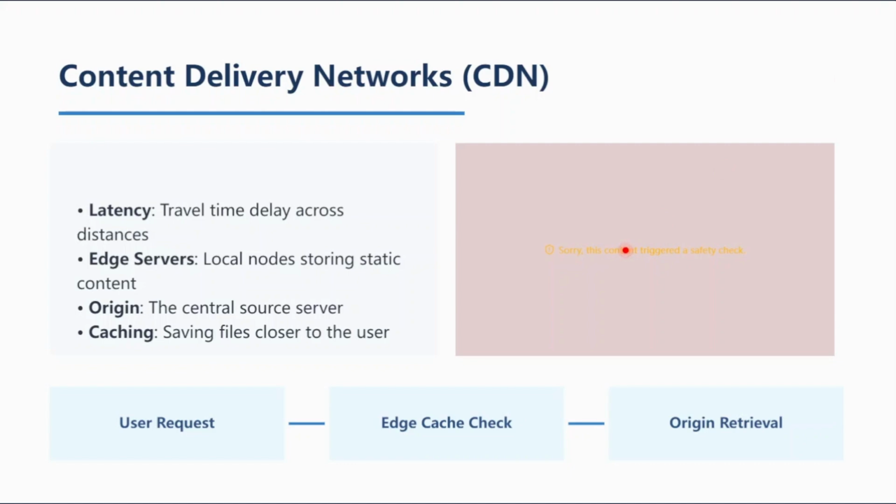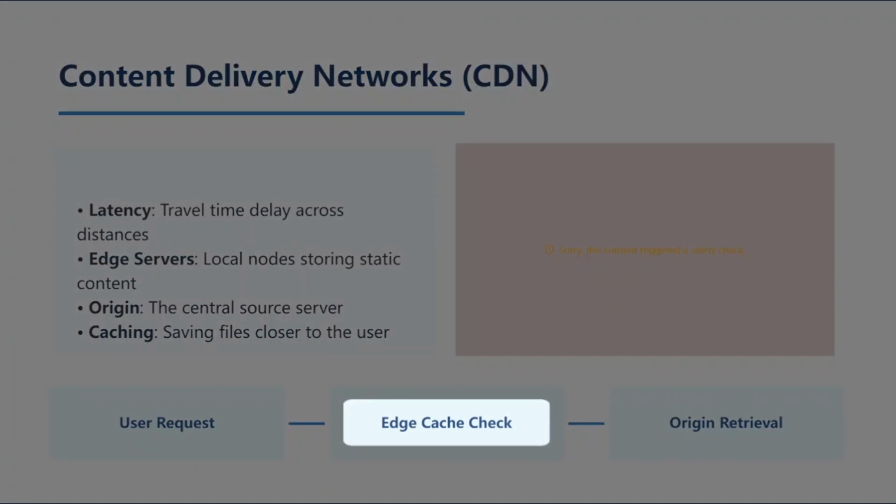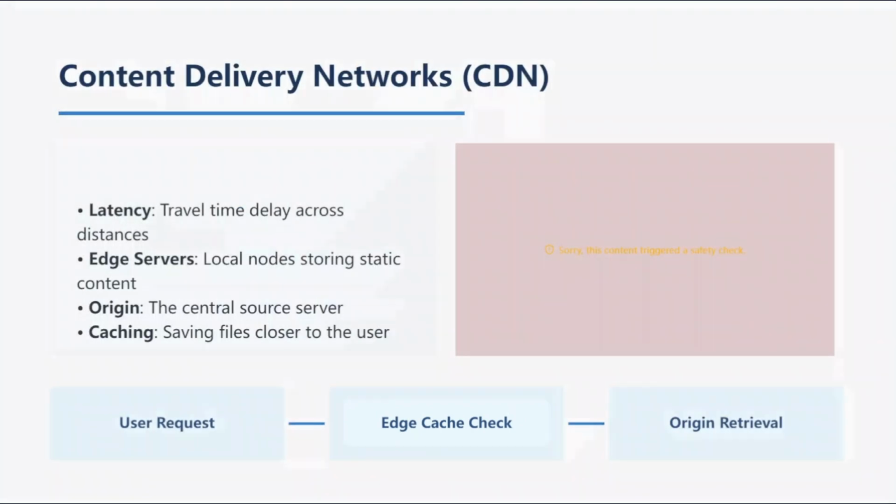It starts with the user request. Instead of that request traveling thousands of miles to your primary data center, it stops at the nearest CDN node. The CDN performs an edge cache check. If the content is already there, it's a cache hit, and the user gets their data almost instantly. This is the performance boost we're looking for in high-scale systems.